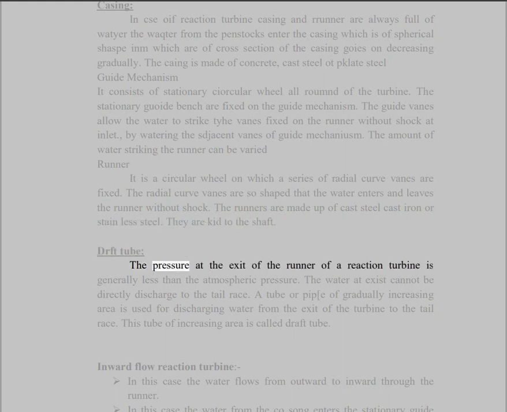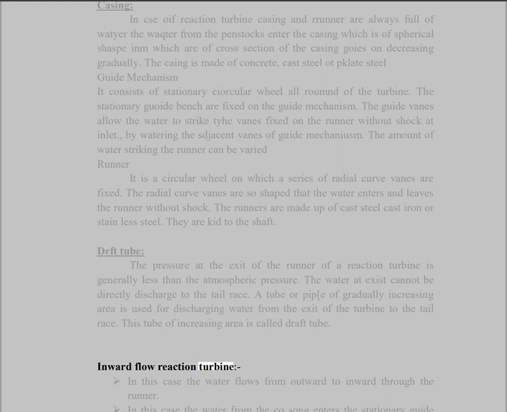Draft tube. The pressure at the exit of the runner of a reaction turbine is generally less than the atmospheric pressure. The water at exit cannot be directly discharged to the tail race. A tube or pipe of gradually increasing area is used for discharging water from the exit of the turbine to the tail race. This tube of increasing area is called draft tube.